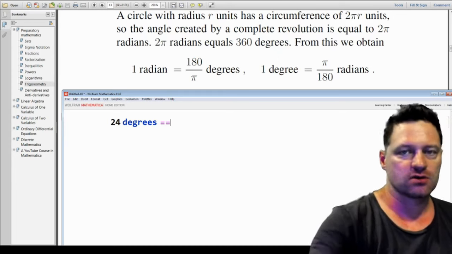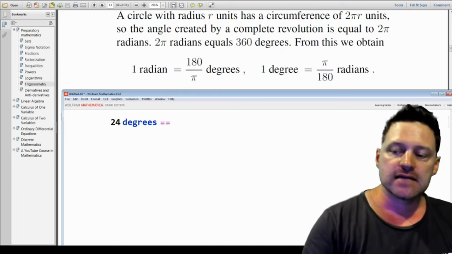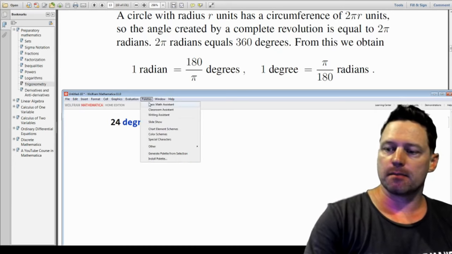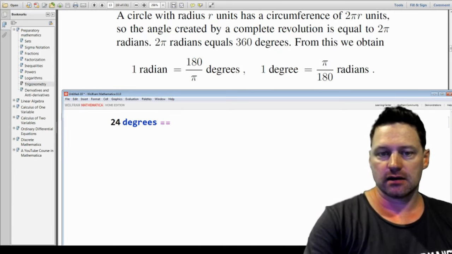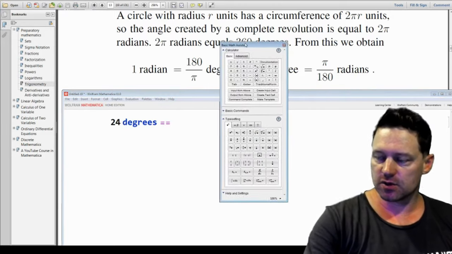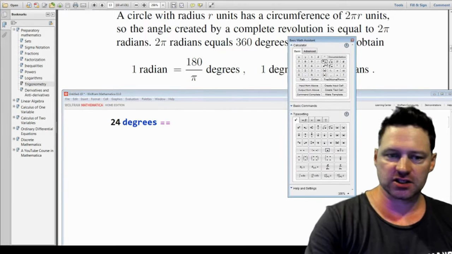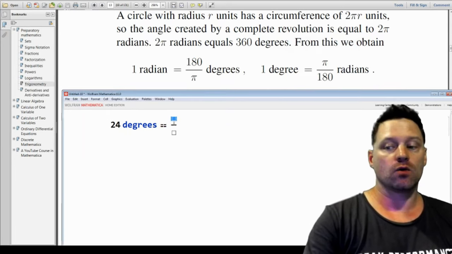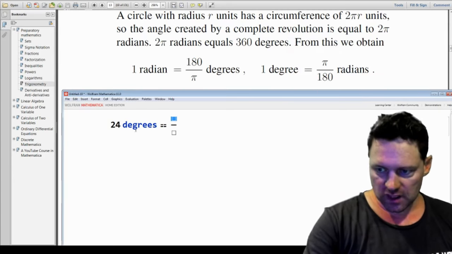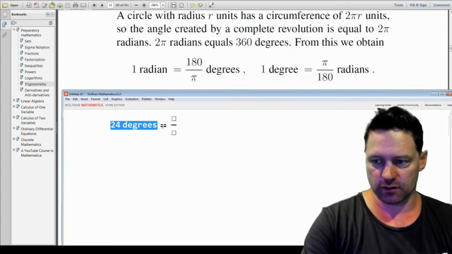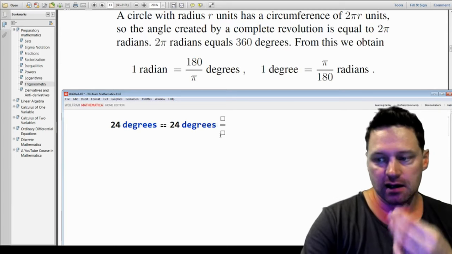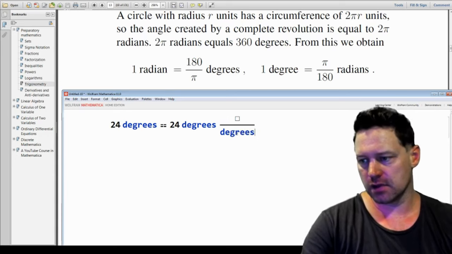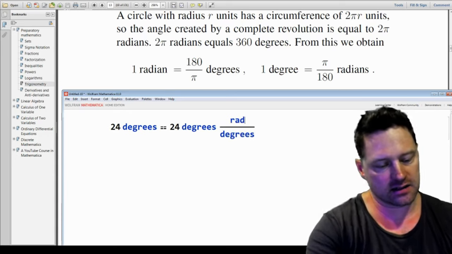So I'll put equals equals and I'm writing a comment. Now I need to get a fraction. So I'll open up the basic math assistant palette and it has appeared. I'll move it over. Now I want a fraction, so I press the fraction button. Now I close this. What I want here is to say, well, 24 degrees is 24 degrees, right? But I want degrees to cancel. So I put degrees down the bottom and then up the top, I put radians.